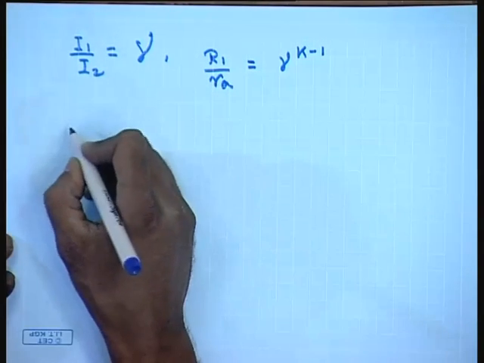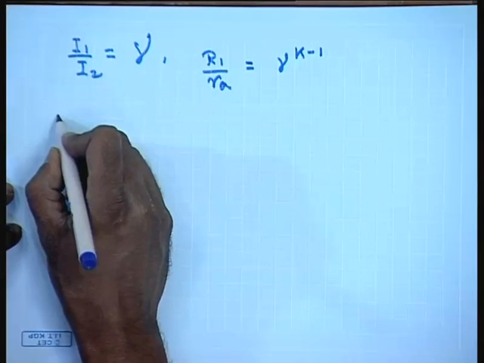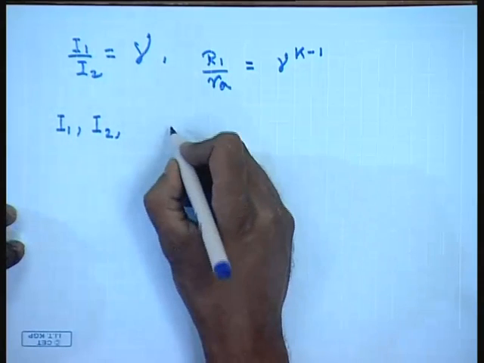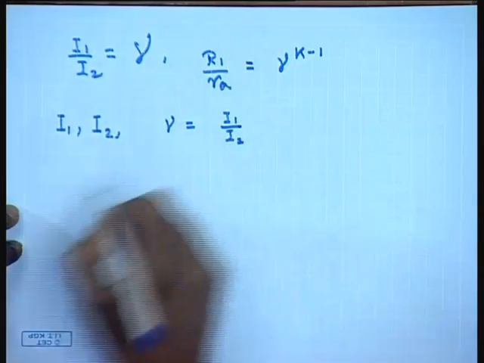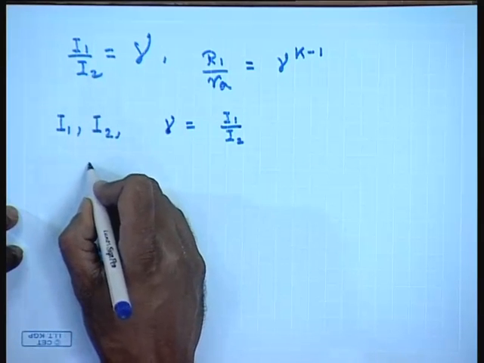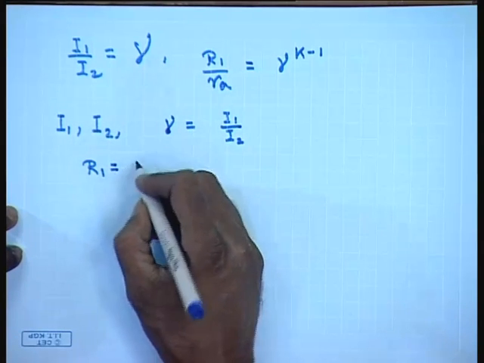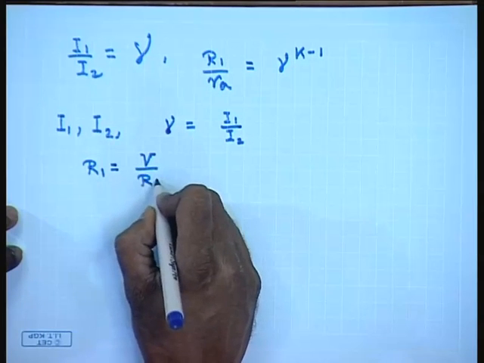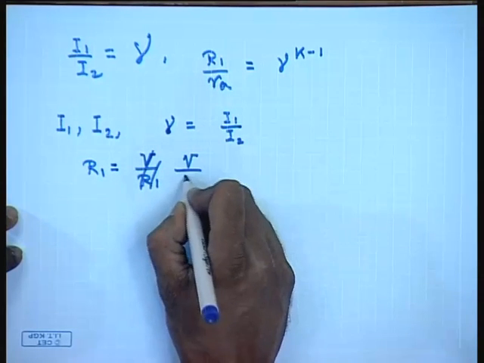Now, the design process goes like this. First we choose given value of I1 and I2, then we find the value of gamma equal to I1 by I2. In order to restrict the starting current to a value of I1, we choose R1 to be equal to V by I1. R1 will be chosen as V by I1.